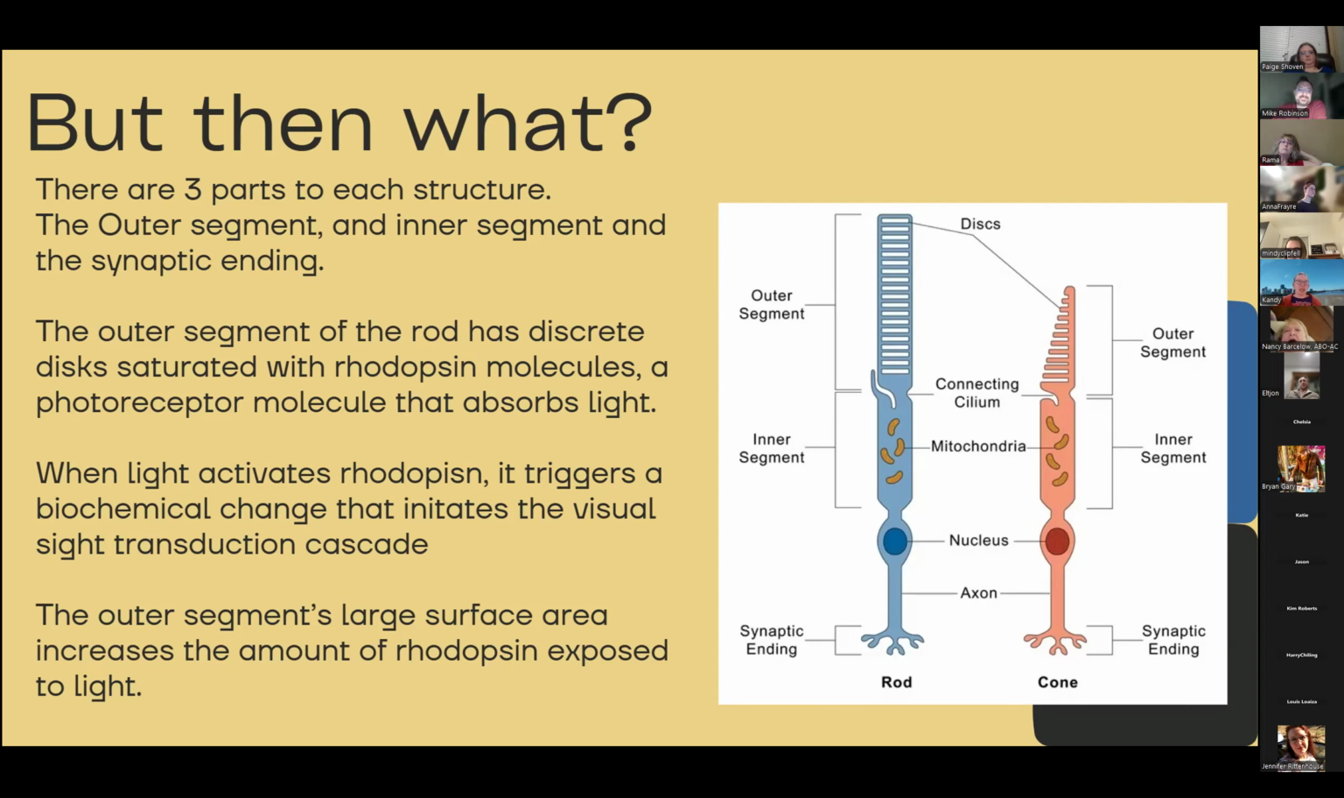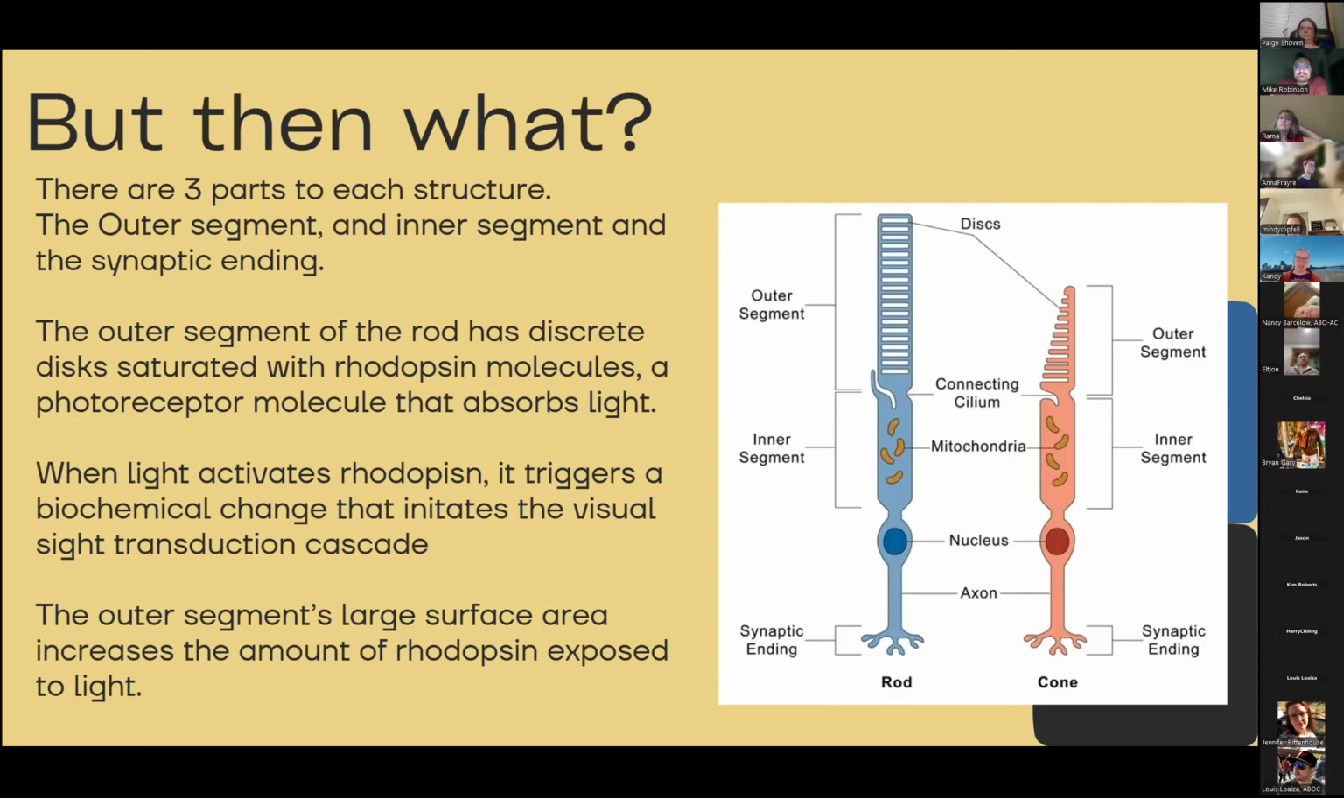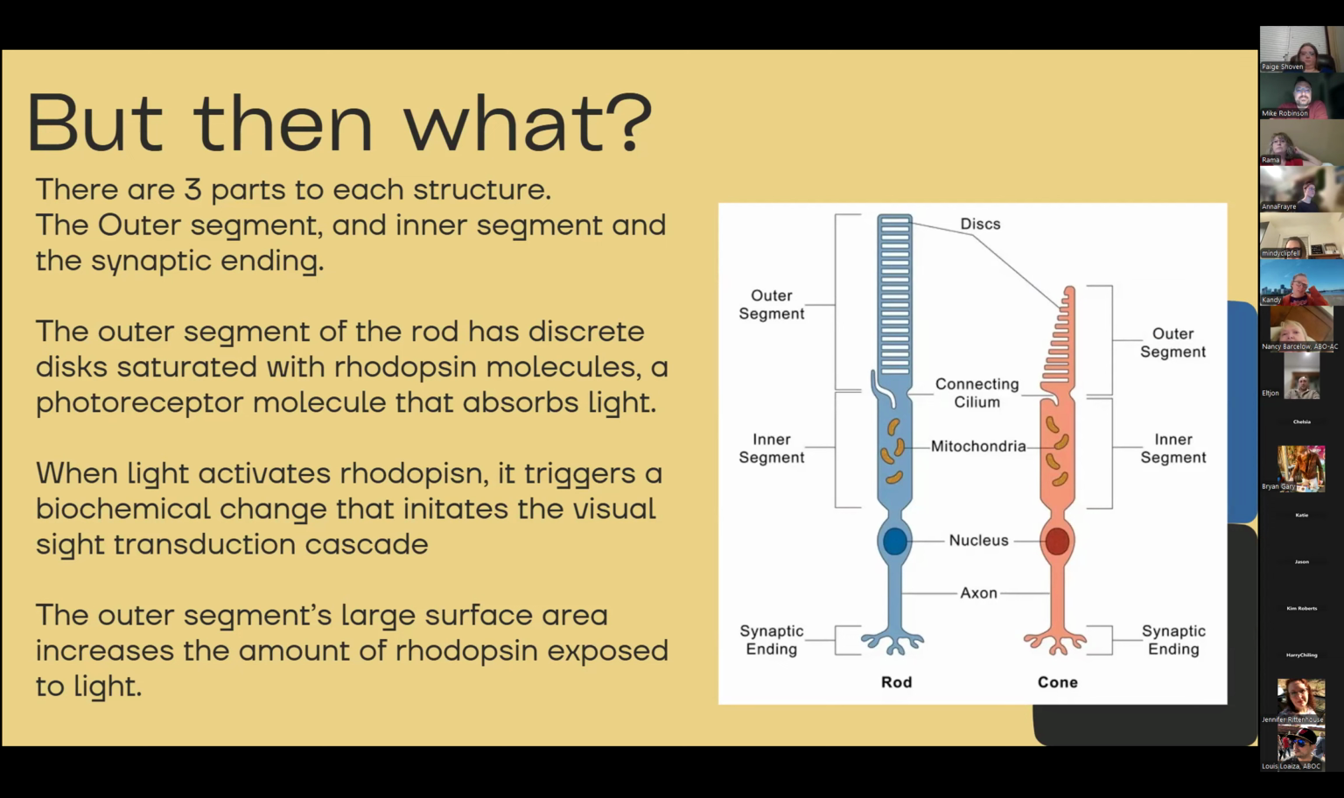The rods and the cones have 3 different segments. They have an outer segment, an inner segment, and a synaptic ending. I'm going to be as layman as I can, so I apologize if this is not right, but this is what I got out of interpreting the words that they were using. The rods and cones are gathering the light and the color, and it travels through the stages of transmission in these 3 segments.